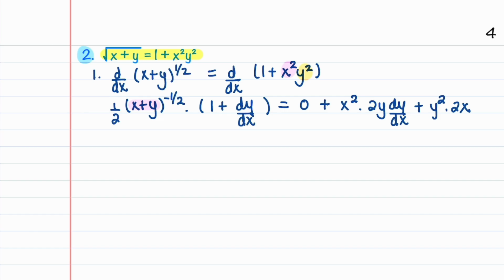Now we have to do some algebra simplification. The first thing I'm going to do is take our x plus y to the minus 1/2, and bring it to the denominator and make it a square root.